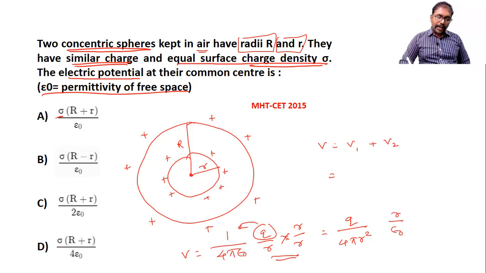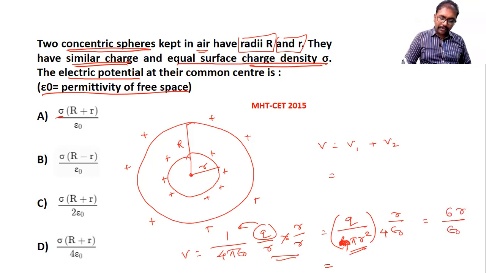Now here we can write Q upon 4 pi R square. 4 pi R square is the surface area of the sphere. Q upon 4 pi R square is sigma, charge per unit area. So I can write sigma small r divided by epsilon 0. This is the formula, so here we can write this formula.